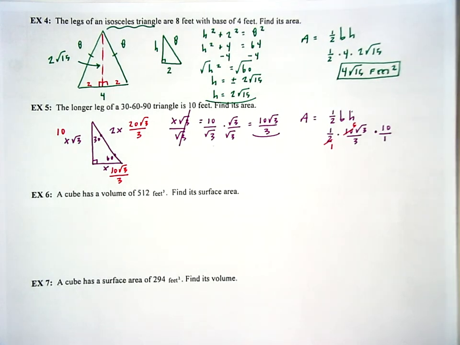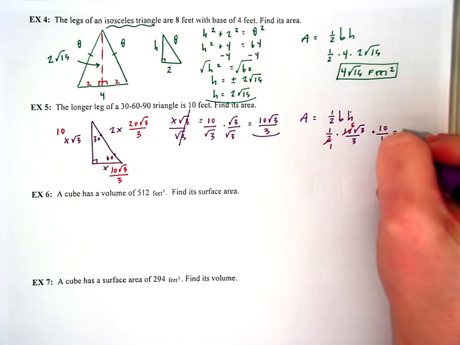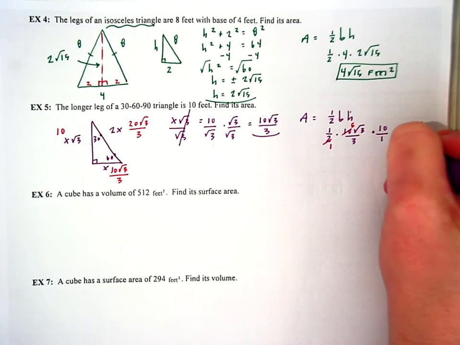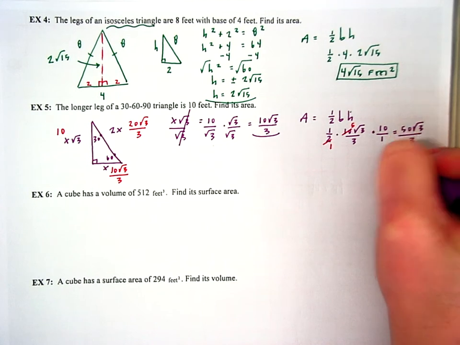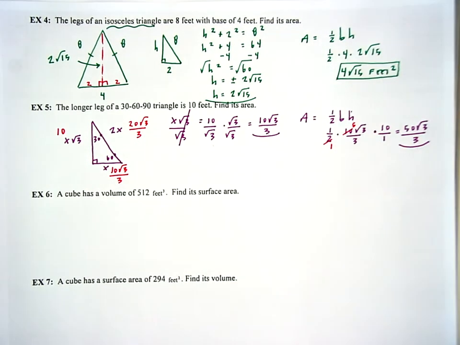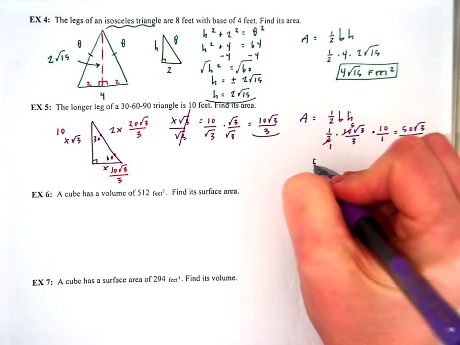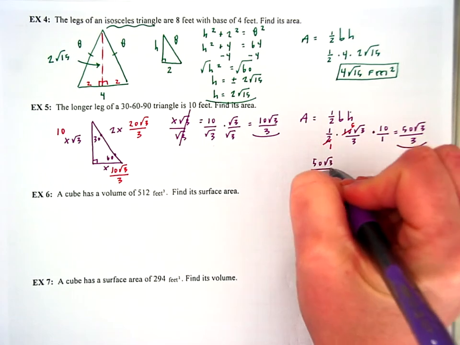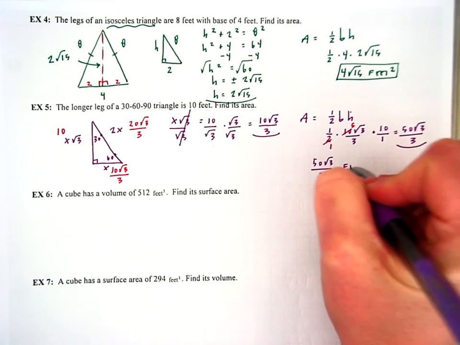So I'm going to multiply straight across. 5 times 10 is 50. So I have 50 root 3 divided by 3. So my answer will be 50 root 3 divided by 3 square feet.